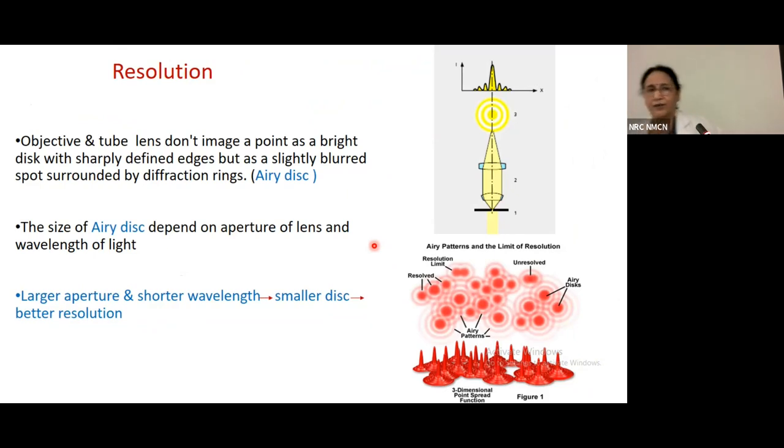Then the next thing is resolution. The objective and tube lens do not make an image as a point which is bright, but as a disc with slightly blurred diffraction rings. These are called airy discs. The size of the airy disc depends on the aperture of the lens and wavelength of the light. So larger the aperture and shorter the wavelength, smaller is the disc and better is the resolution.